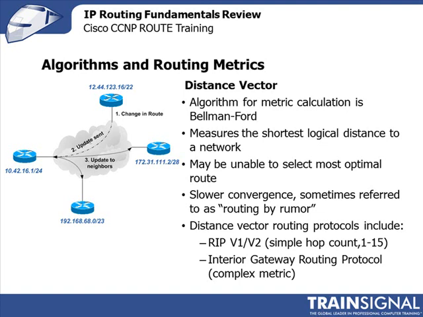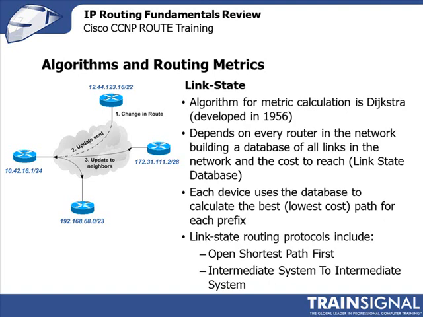And then there was IGRP, which was designed to replace RIP. It dealt with a very complex metric. Distance vector routing algorithms. Along came link state algorithms.